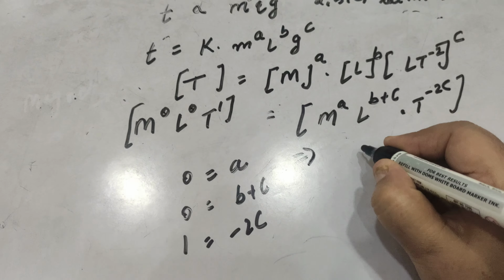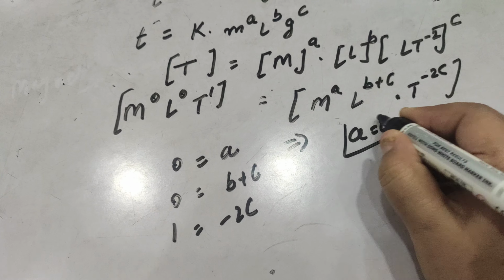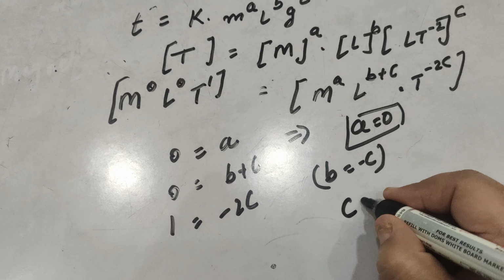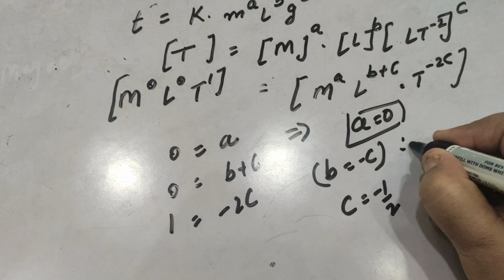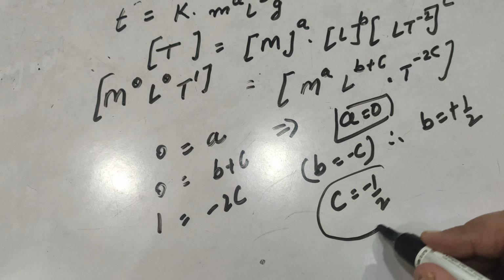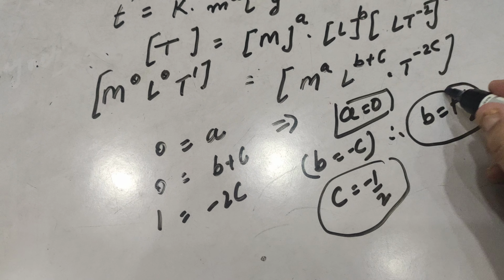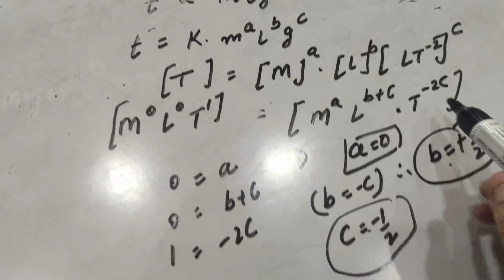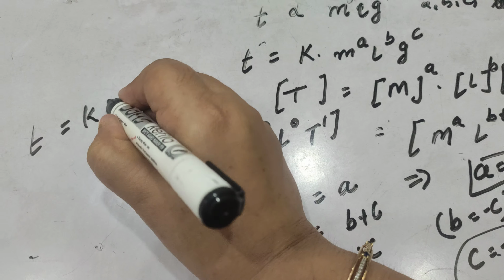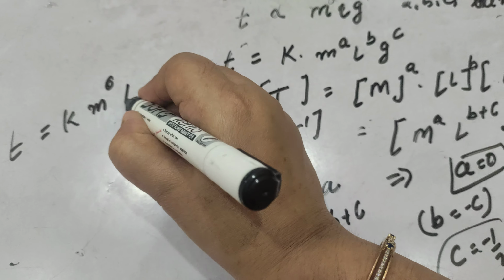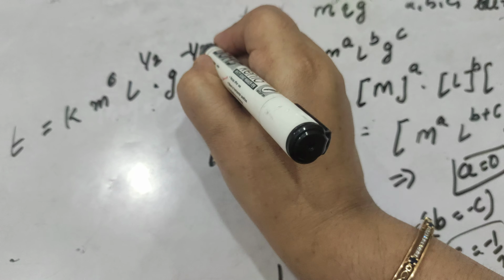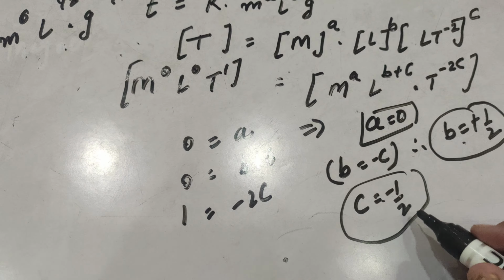From this we come to know that a is equal to 0, b is equal to minus c and c is equal to minus 1 by 2. Therefore b is equal to plus 1 by 2. Now we have calculated all three values of a, b and c. Now putting a, b, c in the first formula, we get T is equal to k, m raised to power 0, l raised to power b, which is 1 by 2, g raised to power minus 1 by 2. You can see here minus 1 by 2.